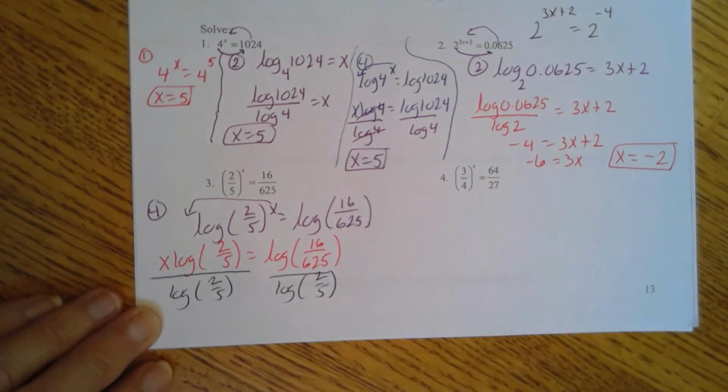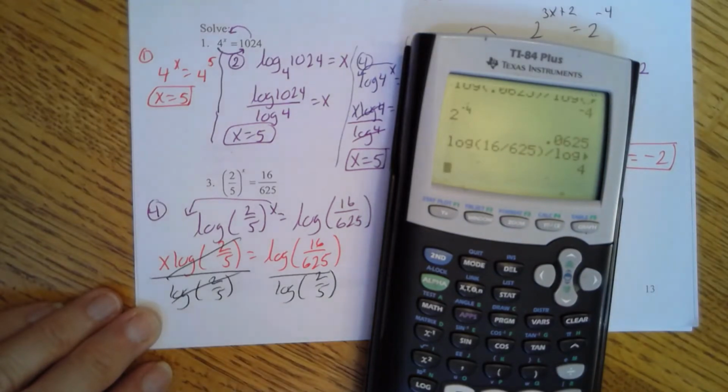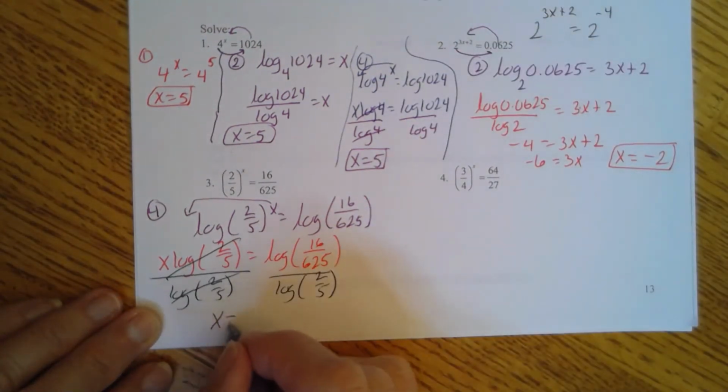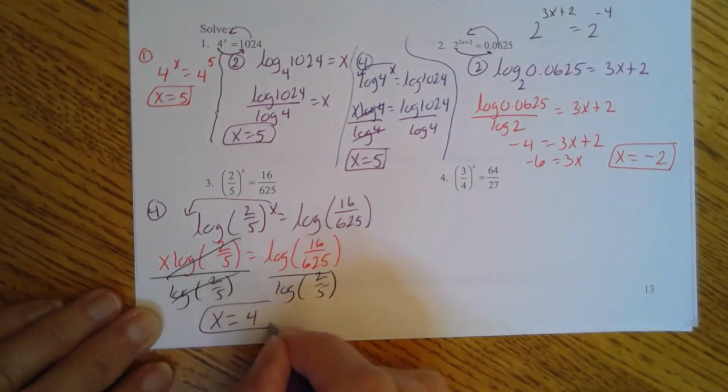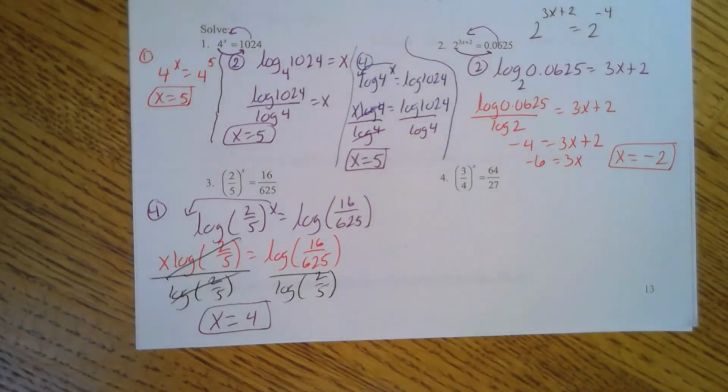So taking our calculator and plugging that in, we're going to have the log of 16 divided by 625 divided by the log of 2/5. And we end up with 4. If you don't like that strategy, try a different one. I would probably stick with strategy 2 most of the time. Get used to doing that strategy, but again, knowing more than just one strategy will help. So if you go down a road that doesn't look so nice, you can try a different strategy.